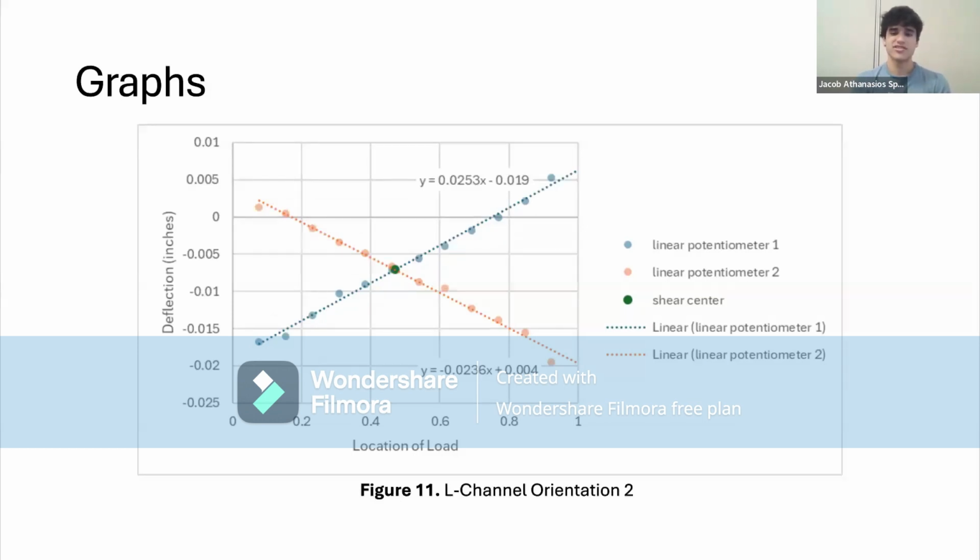For orientation 2, the same thing was done. As the load moved across the x-axis, the deflection for linear potentiometer 2 decreased, while the deflection for linear potentiometer 1 increased. Again, the intersection point was found by finding the point where the deflections are equal, and this ended up being almost 50% as expected along the x-axis.